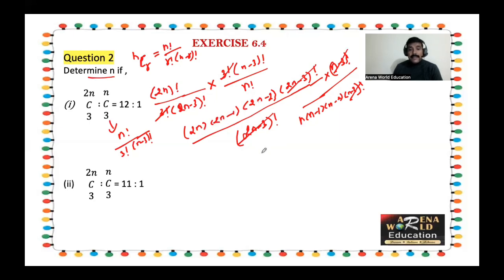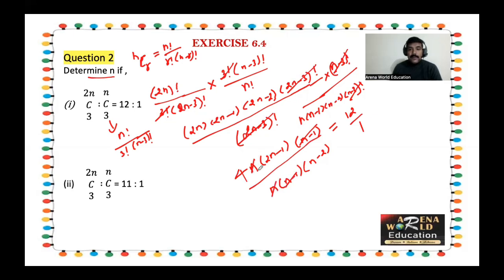And look at this one, guys. If we take 2 common, we will have 4 into n. So 4n into 2n minus 1, and we are left with n minus 1, and this will be divided by n into n minus 1 into n minus 2. And on the right hand side, it was 12 is to 1, so this will be 12 upon 1. Right? So n minus 1 is gone.